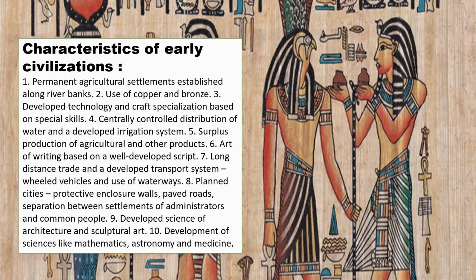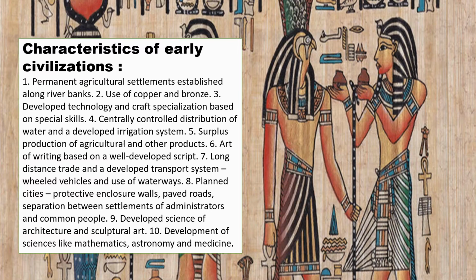Characteristics of early civilization. Permanent agricultural settlements established along river banks. Use of copper and bronze. Developed technology and craft specialization based on special skills. Centrally controlled distribution of water and a developed irrigation system. Surplus, meaning more production of agriculture and other products.